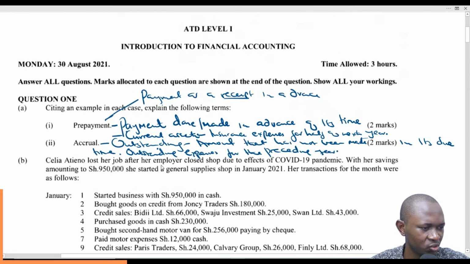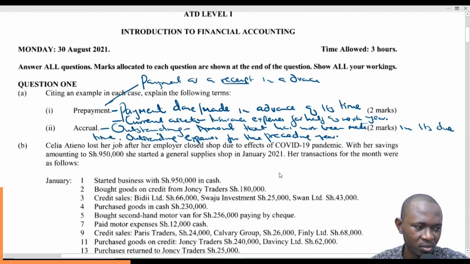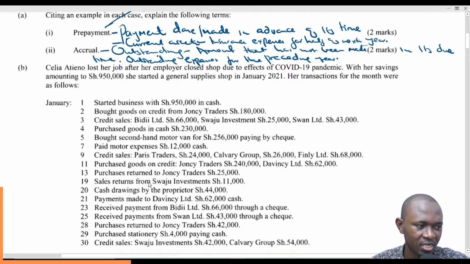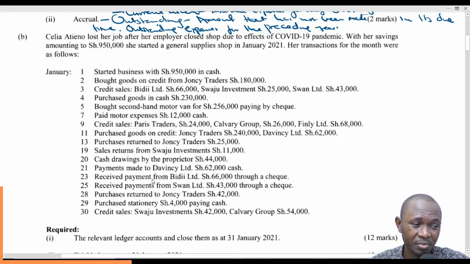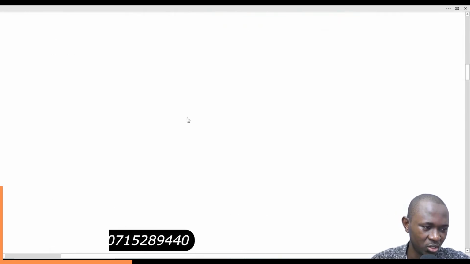Cecilia Atieno lost her job after her employer closed shop due to effects of COVID-19 pandemic. With her savings amounting to 950,000, she started a general supply shop in January 2021. Her transactions for the month were as follows. So January 1st, she started business with 950,000 in cash. So that is the first transaction that we're going to have.